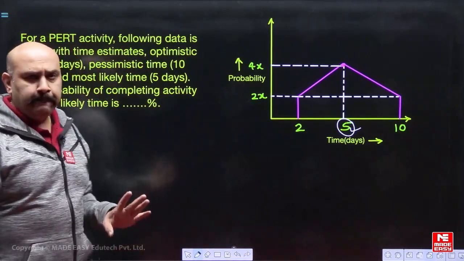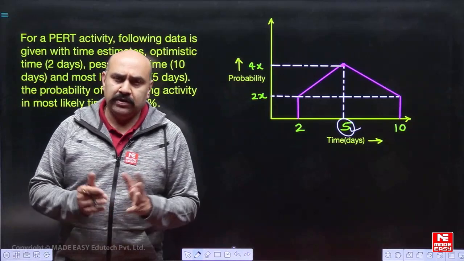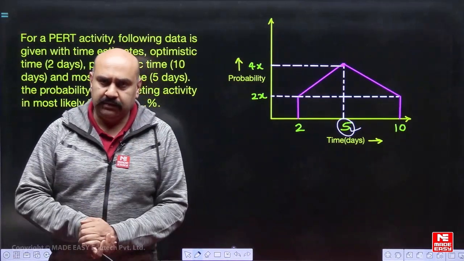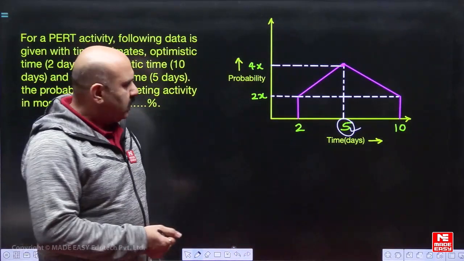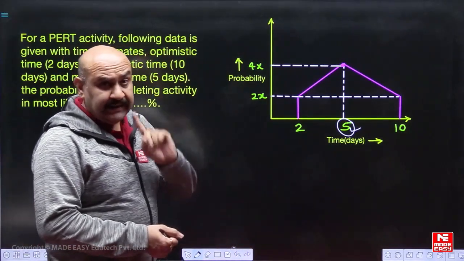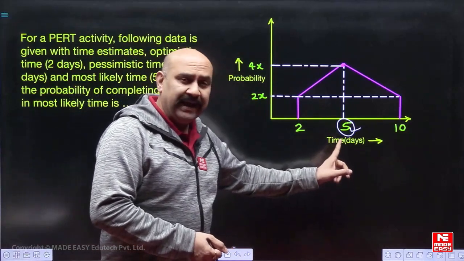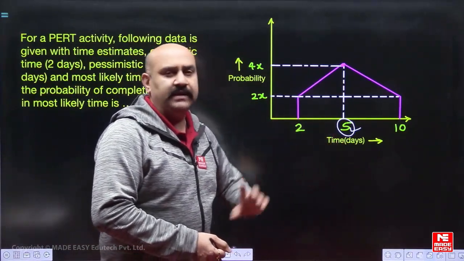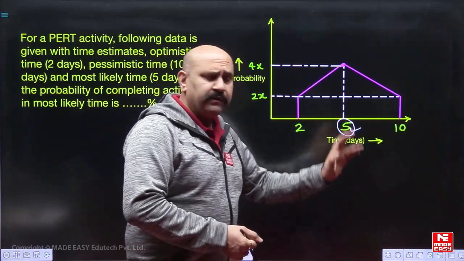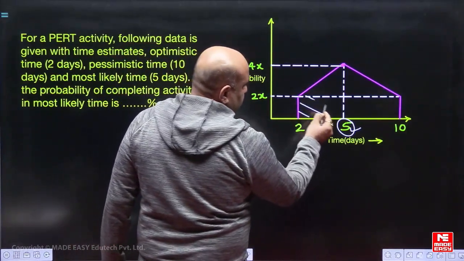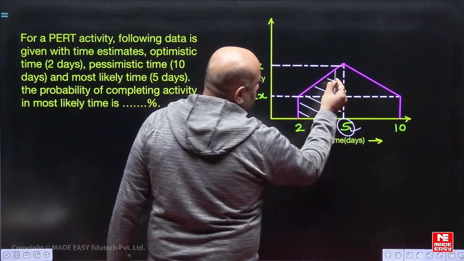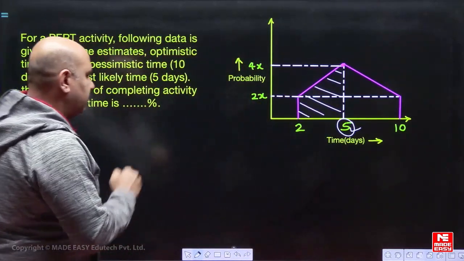Now dear, we know that the total area, or you can say the total probability, cannot be more than 1. Means the total area that is covered should be 1. So first of all, we will find out the total area, and then we have to find the probability of completing the activity by 5 days. Means we have to cover the shaded region up to 5 days. See, this area will exactly tell the probability.